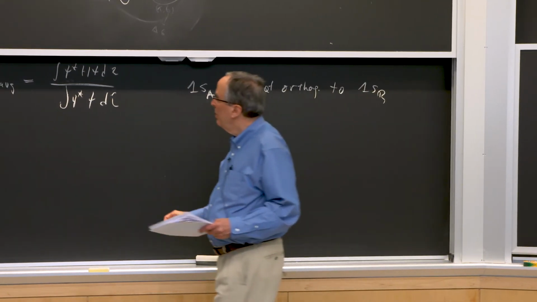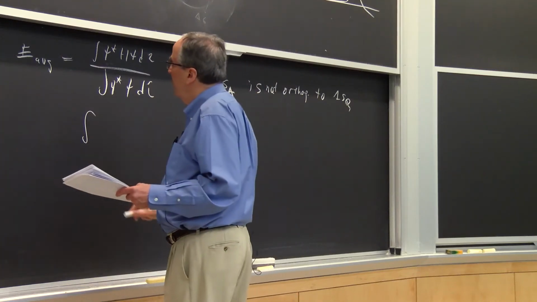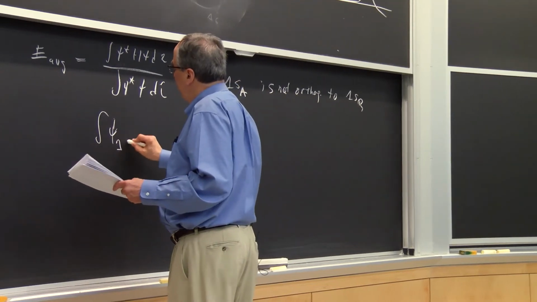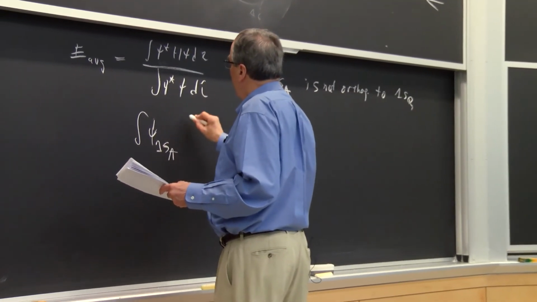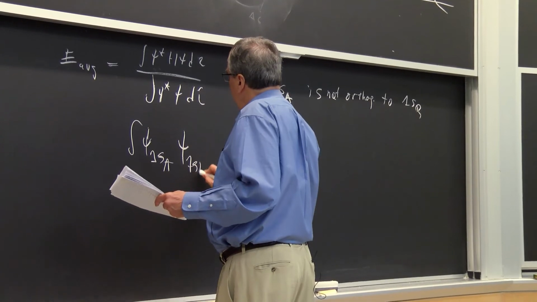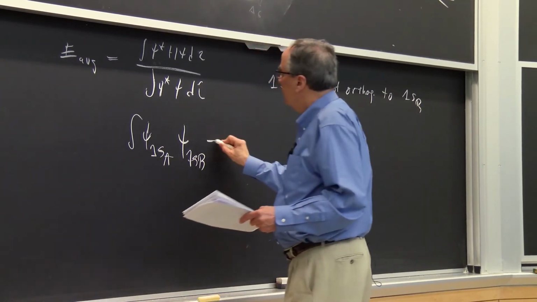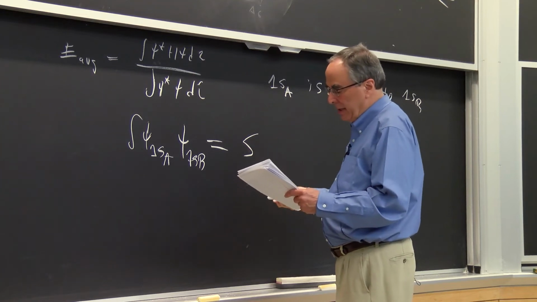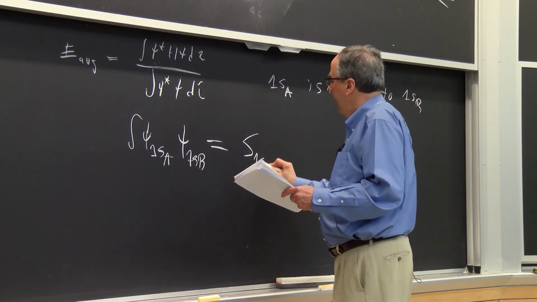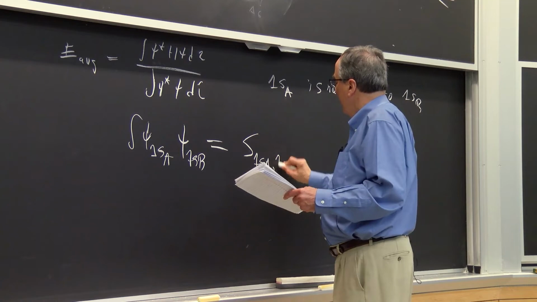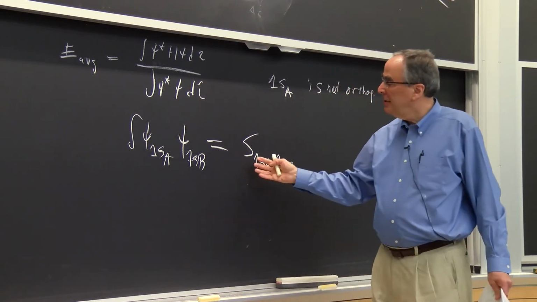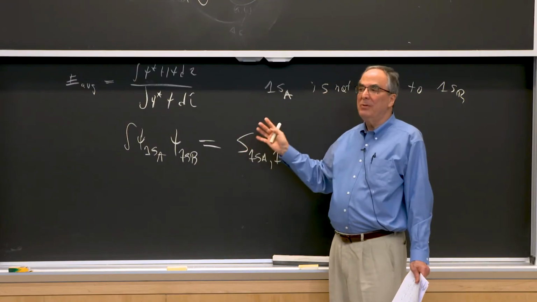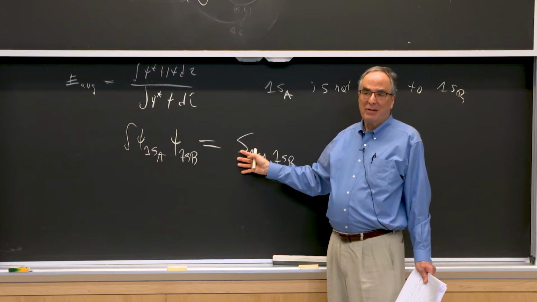And so we're going to have to worry about an integral like this, 1sa, 1sb. And we call this the overlap integral. And this is something that we have to not ignore.